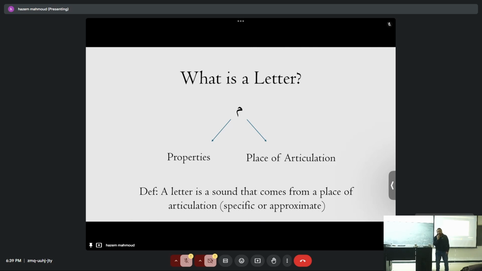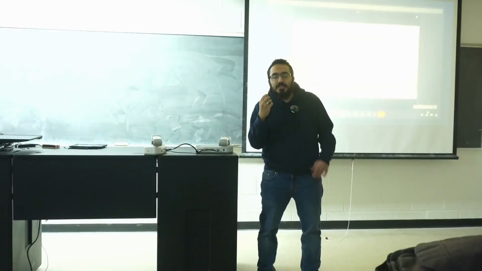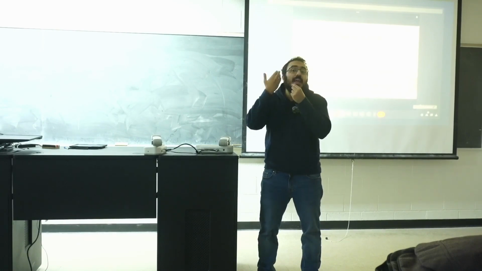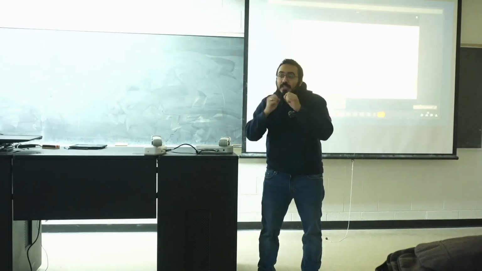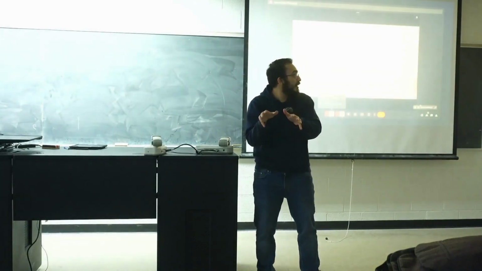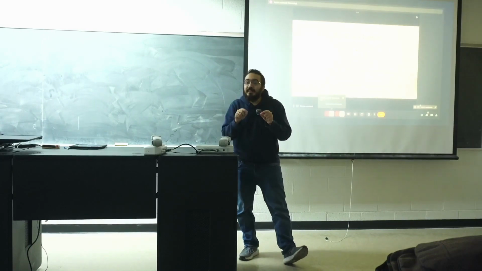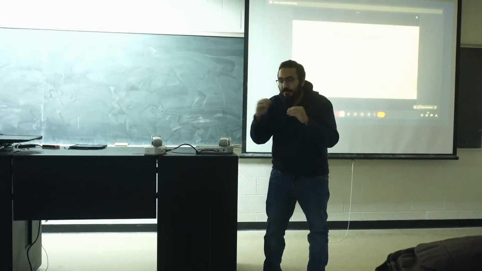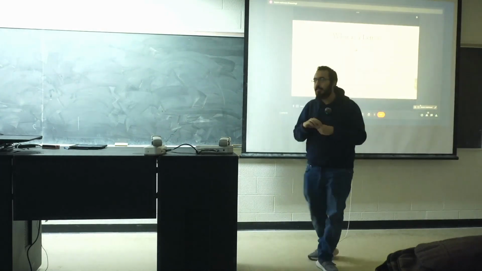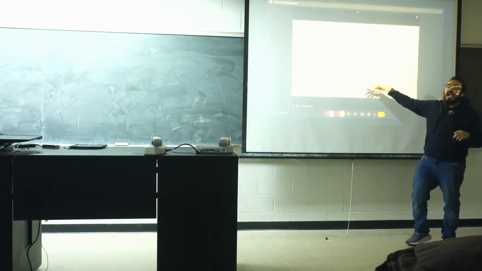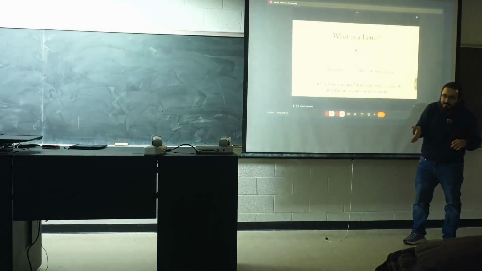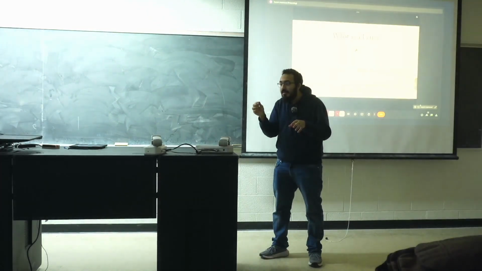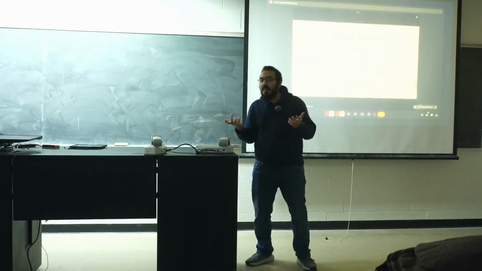So when I want to describe the letter qaf, I'm going to tell you which two physical parts, the tongue and the upper palate, I use to emit the sound of the letter. That is the place of articulation. But as we said last class, some letters have the same place of articulation, so the place of articulation alone does not uniquely identify the letter.